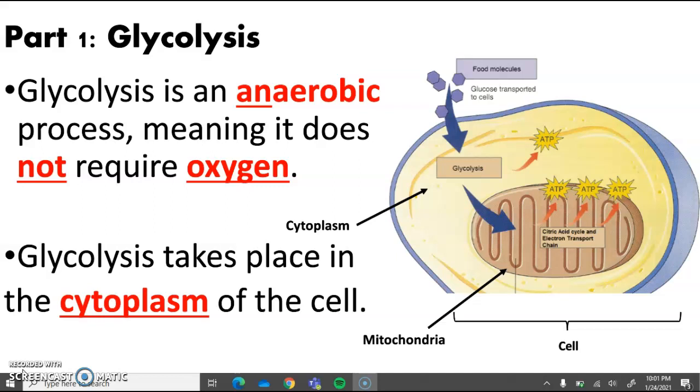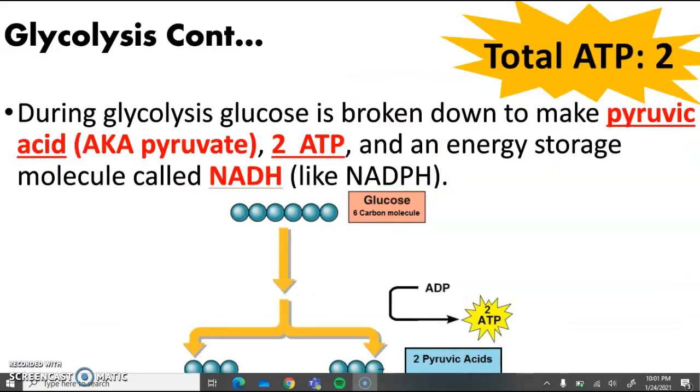And in it, the cell is able to generate a small amount of ATP. 2 ATP are produced through glycolysis. And what's left, in addition to that ATP, is pyruvic acid. Another name for that you might hear is pyruvate. That refers to just one of them. And another molecule called NADH.